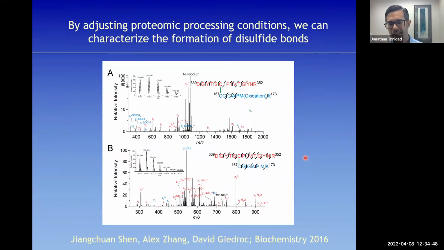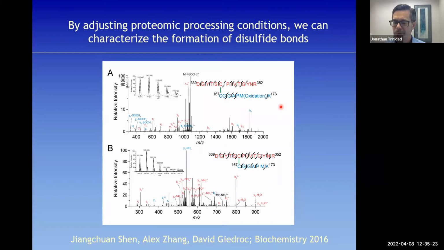As I said, in addition to chemical cross-linking, we can also profile cysteine disulfide. So here's an example. I think it's not obvious here, but we were actually using a multi-protease approach because the resulting cross-linked disulfide peptides were too big to give us good sequence. So we would process our samples as normal.